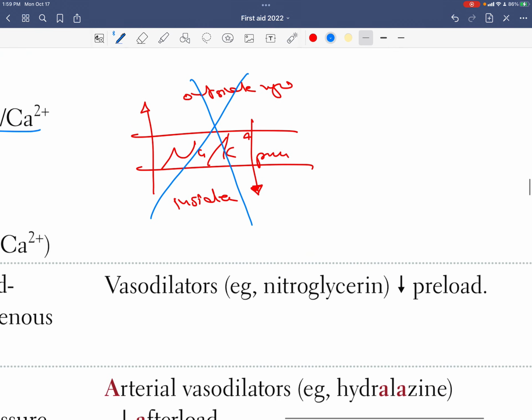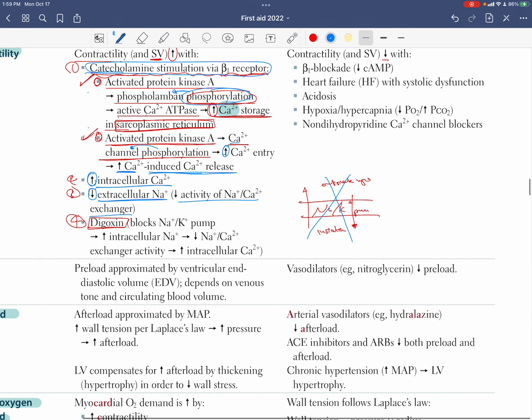So if we have a treatment like digoxin over here, that would basically block this pump. Whenever it blocks this pump, that means sodium is not going outside. So sodium accumulates inside the cell. Now, this is what is meant by increased intracellular sodium.